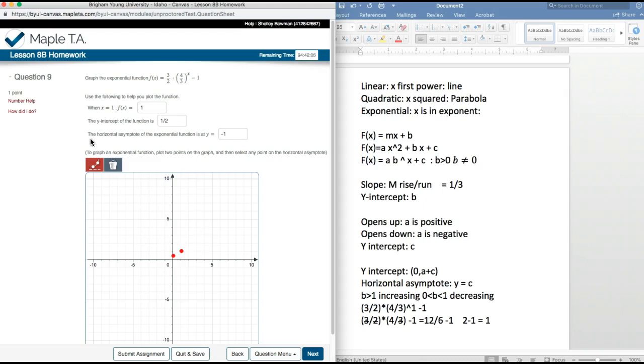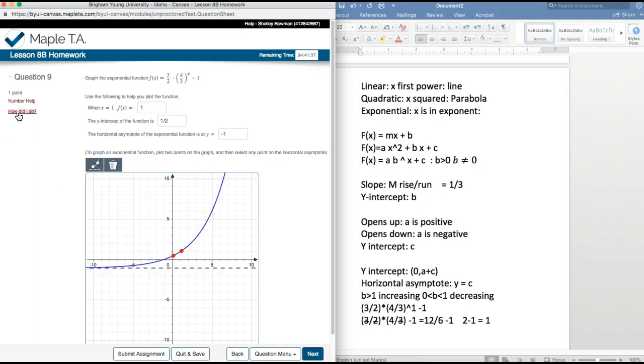It's close enough. And then the last one, the horizontal asymptote of the expression is at y equals -1. So anywhere along this line, the horizontal, this is where y equals -1. Every single one of these points, (-10, -1), (-5, -1), (0, -1), (5, -1), all along here is where y equals -1. And you can press anywhere so that it can see that that's your horizontal asymptote.